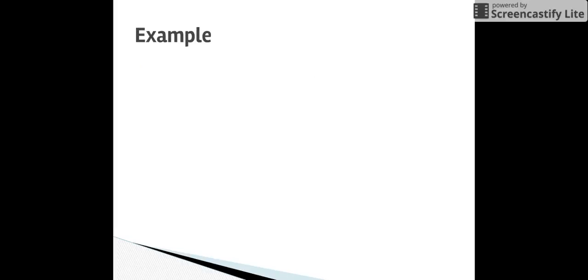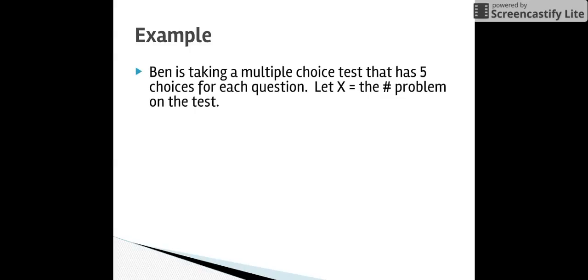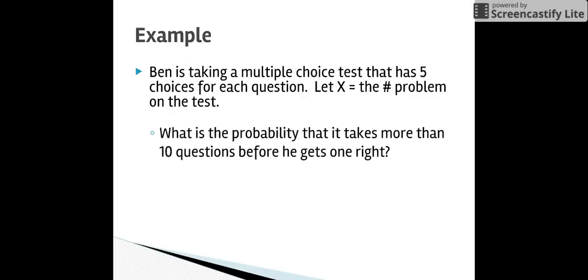An example in that case would be that once again Ben is taking this multiple choice test that has 5 choices for each question, and x is the number of the problem on the test. What is the probability that it takes more than 10 questions before he gets 1 right? In this case, we're asking what's the probability that x is greater than 10? 0.2 is the probability of success again. So we take 1 minus 0.2 to the 10th, and that's where we get the solution, 0.1074.